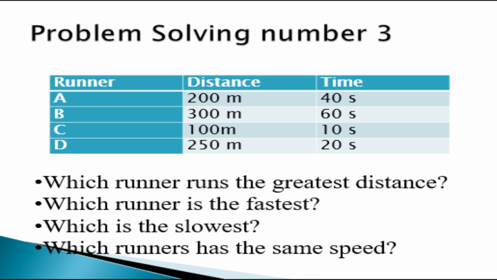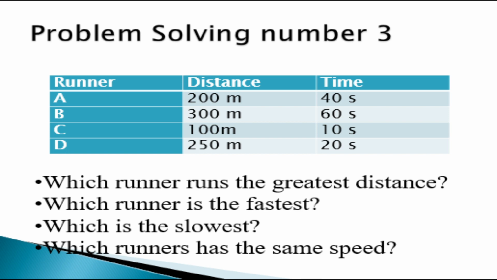For runner C, we have 100 meters and 10 seconds. So 100 meters divided by 10 seconds. So we have 10 meters per second. And for runner D, 250 meters divided by 20 seconds. So we will have the answer as 12.5 meters per second. So among the four runners, we can see that runner D, having 12.5 meters per second, is the fastest.